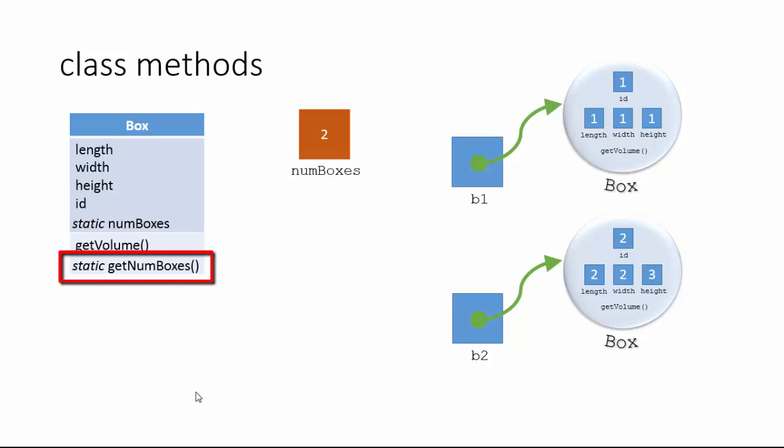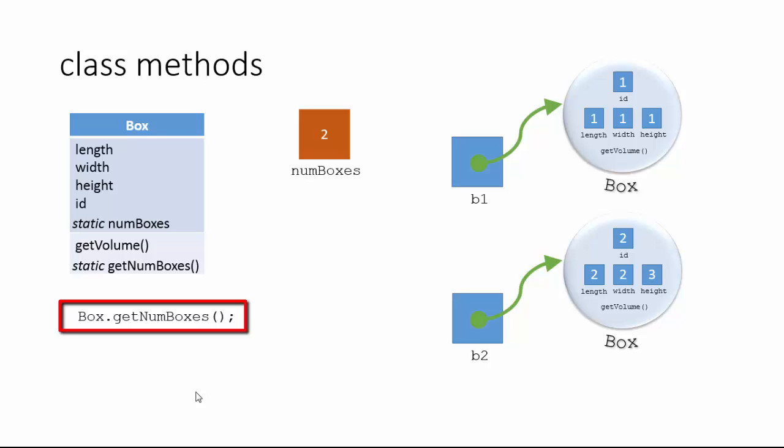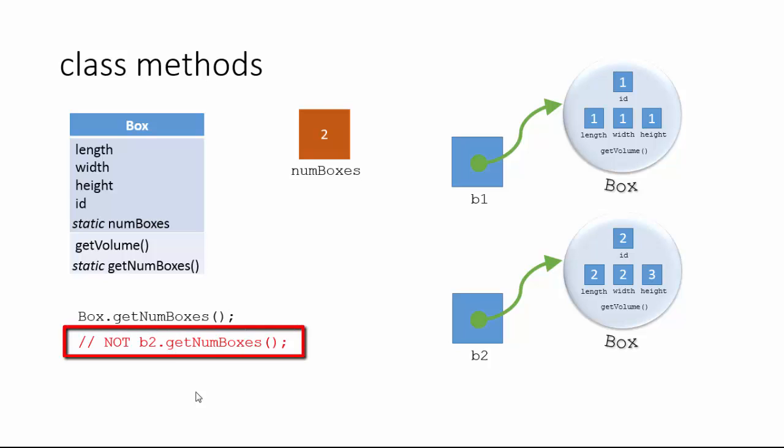Static methods, which have the static modifier in their declarations, should be invoked with the class name, without the need for creating an instance of a class, as in this statement, Box.getNumBoxes. It is possible to invoke static methods with an object reference like b2.getNumBoxes, but this is discouraged because it doesn't make it clear that they are class methods.